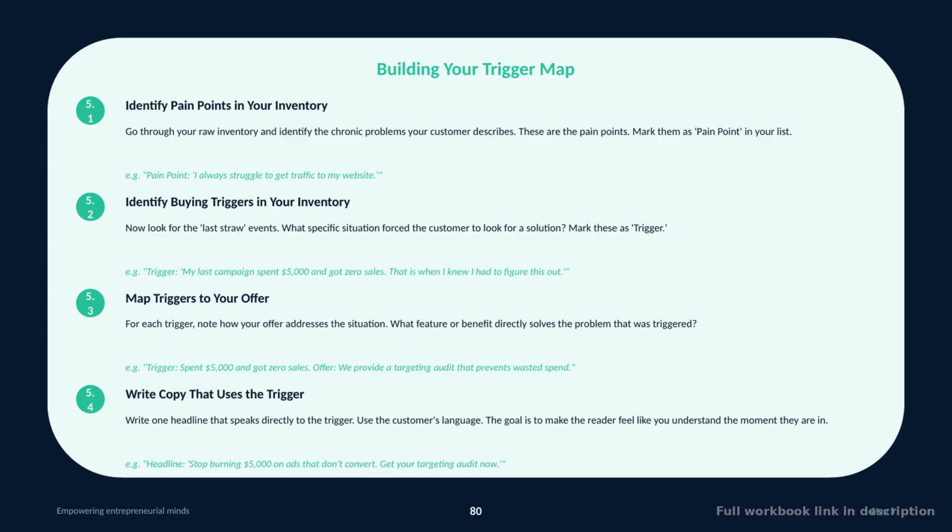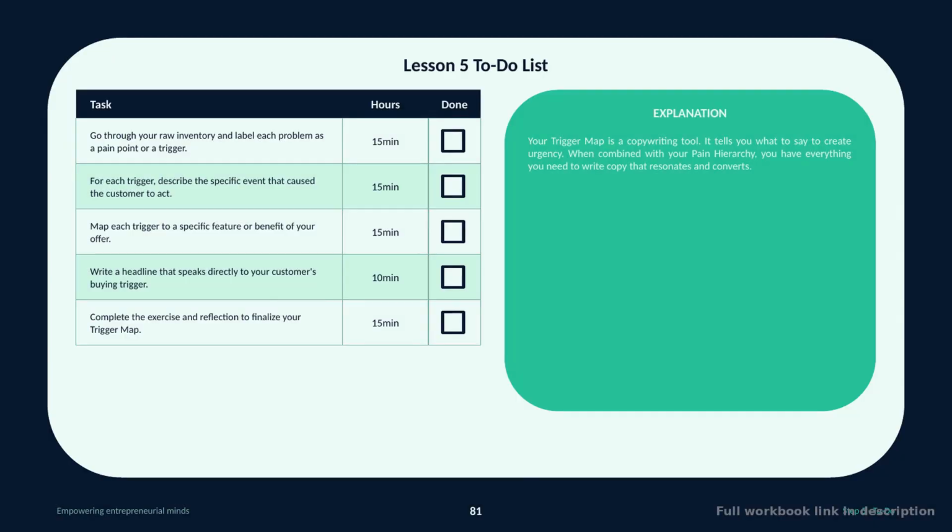Finally, write copy that uses the trigger. Write one headline that speaks directly to the trigger. Use the customer's language. The goal is to make the reader feel like you understand the moment they are in. For example, headline: stop burning $5,000 on ads that don't convert. Get your targeting audit now. Pause the video and complete these 4 steps. Your to-do list.